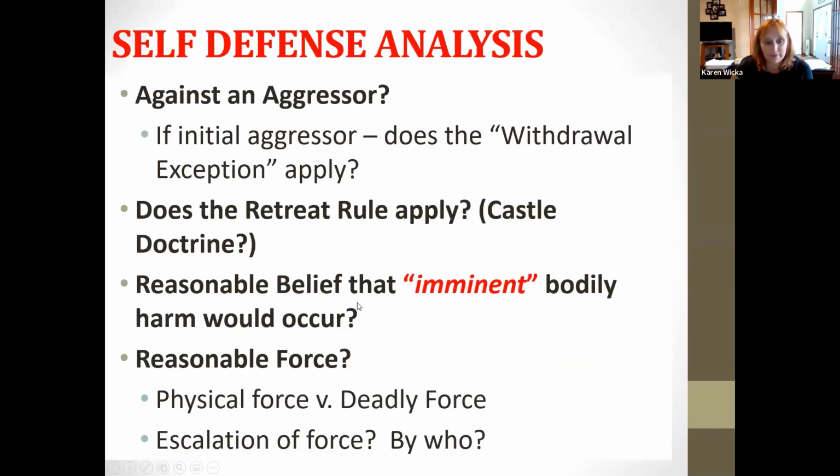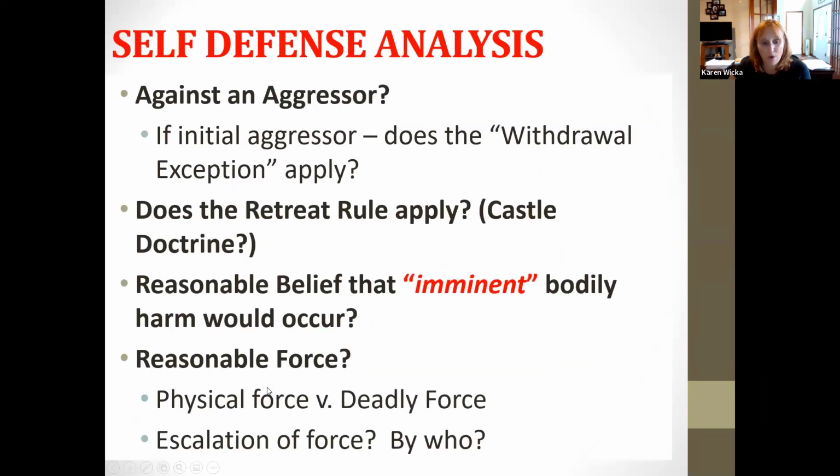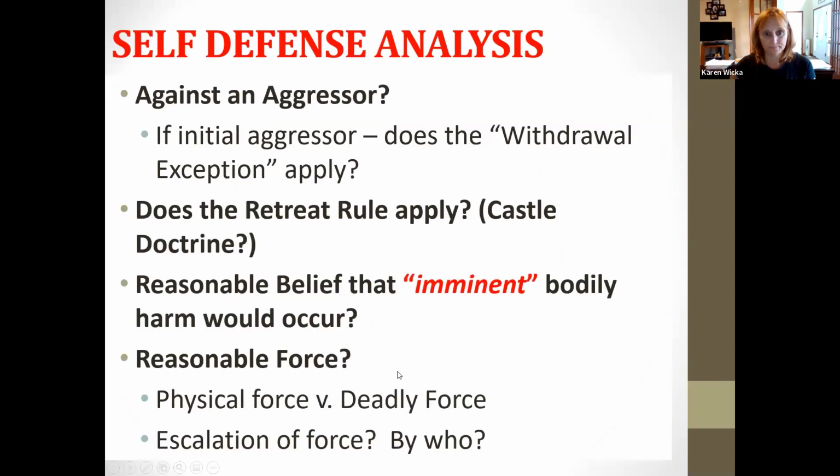Did he reasonably believe he was going to suffer imminent bodily harm? Well, yeah, the father is pursuing him and shoots at him. So you could say he did believe it. And then what level of force did the father use? The father's shooting at him. So he shoots back, deadly force with deadly force. That's okay. So the real issue is whether he gets it back with the withdrawal exception.